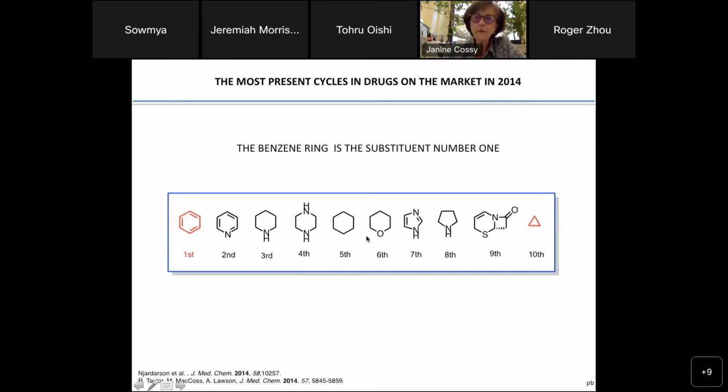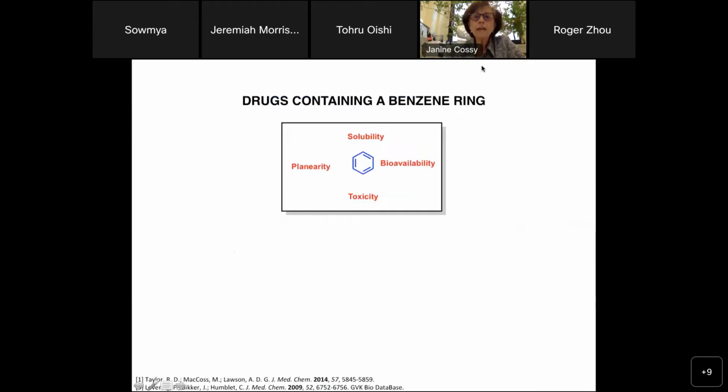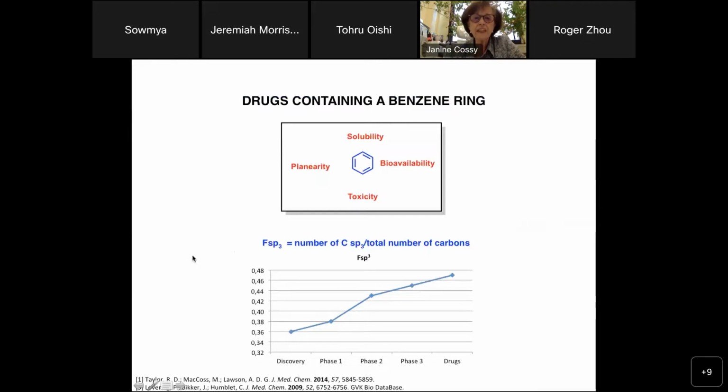It's very far away compared to the number of substituents present in a drug. But this kind of strain ring is very important. In fact, if you have a benzene ring in the molecule, you can be faced with problems of solubility, bioavailability, toxicity, and planarity. And medicinal chemists have shown that if you increase the sp3 number in molecules, you have a better chance to have a compound on the market. So what is Fsp3? It is the number of sp3 carbons relative to the total number of carbons.